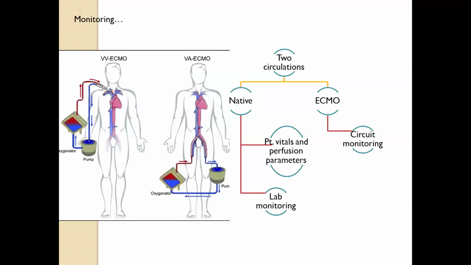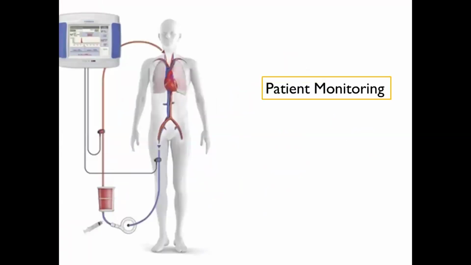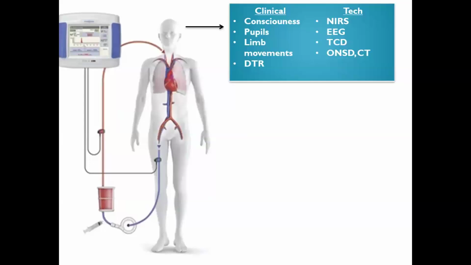When a patient is on ECMO, we understand that there are two circulations. One is the native circulation of the patient itself, and the ECMO circulation as well. Both the circulations need to be monitored, and monitored closely for the above mentioned reasons we just discussed. For the native circulation, the monitoring involves monitoring the patient vitals and perfusion parameters, and also lab parameters. Let's start with patient monitoring. I'll start head to toe in this situation, so that we don't miss out on issues, but not necessarily that this monitoring has to be in the same order.